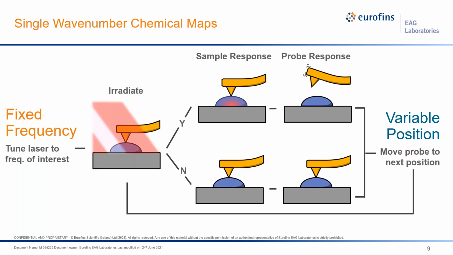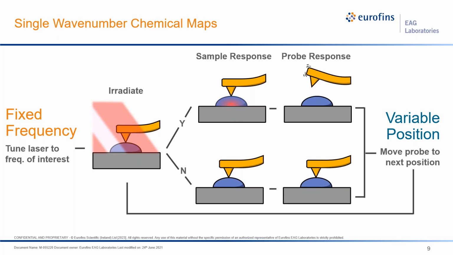If we switch over to chemical maps, what we're doing here is just switching the fixed and variable parameters. So we're fixing the frequency of the infrared laser in this case, often tuning it to some frequency of interest, such as a carbonyl bond or a silicon oxide bond, essentially some functional group that we want to map out the spatial distribution of within our sample.